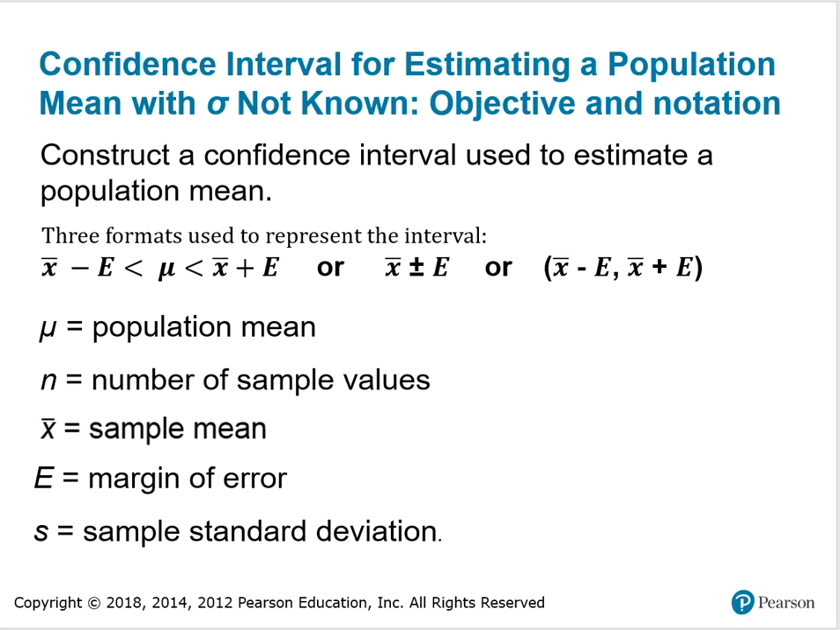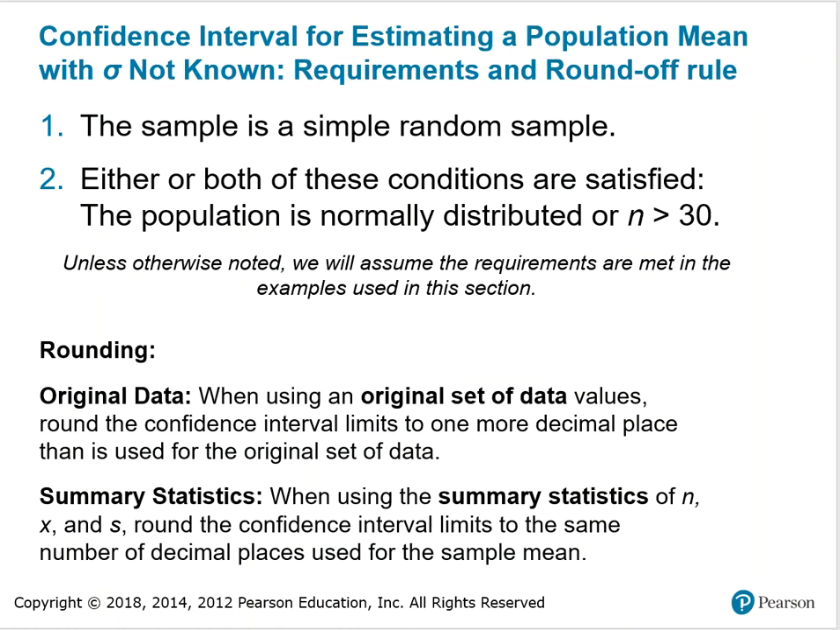The objective and notation. The objective of this section is to construct a confidence interval used to estimate a population mean. We have three formats to represent the interval, just as we did with population proportion. We have the double inequality, lower and upper limits, but notice that it's using x bar and not p hat, and mu instead of p. We've got x bar plus or minus e, and then interval notation with the lower and upper limits included. Mu is the population mean, n is the number of sample values, x bar is the sample mean, e is the margin of error, and s is the sample standard deviation.